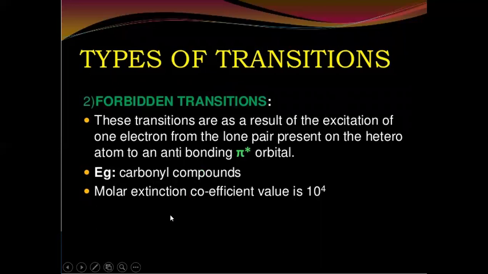And what are forbidden transitions? Coming to the forbidden transitions, these are the transitions that result in the excitation of one electron from a lone pair present in the heteroatom to the anti-bonding pi star orbital. That is forbidden in carbonyl compounds. If the molar extinction coefficient value is less than 10 to the power of 4, then this is a forbidden transition.